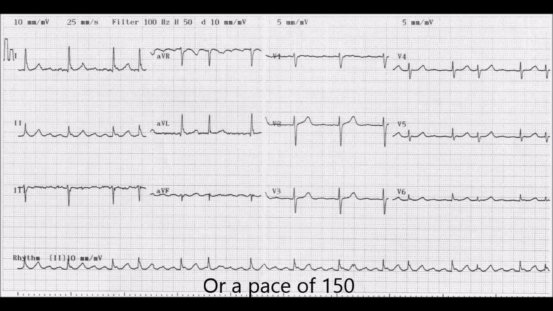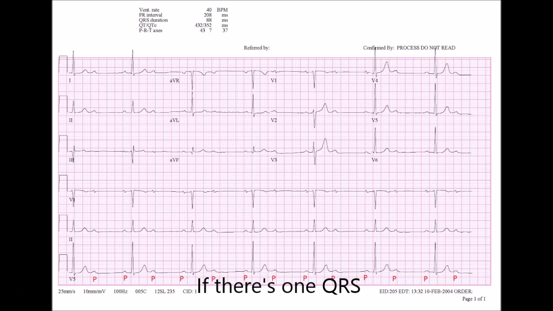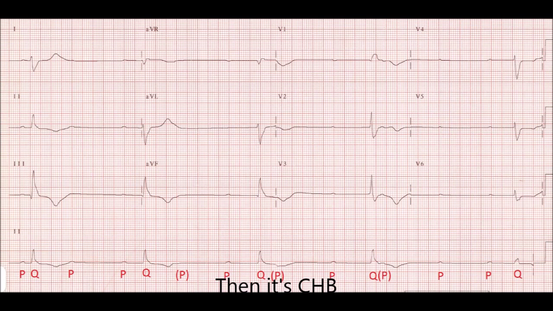If there's a sawtooth or a pace of 150, then I would suggest atrial flutter it be. If the PR lengthens before each QRS, drops one complex before resuming, then it's Wenckebach. If there's one QRS after every 2 or 3 P, then it's Mobitz 2, heart block of second degree. If PR is more than 200 ms, heart block first degree. If P and Q are dissociated, then it's CHB.